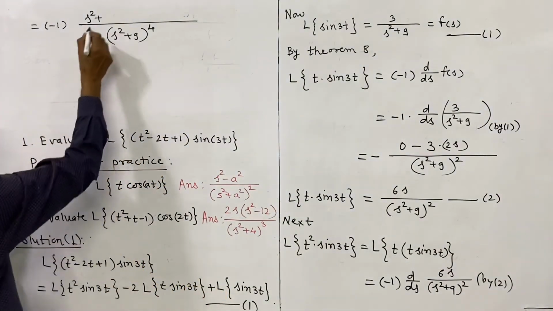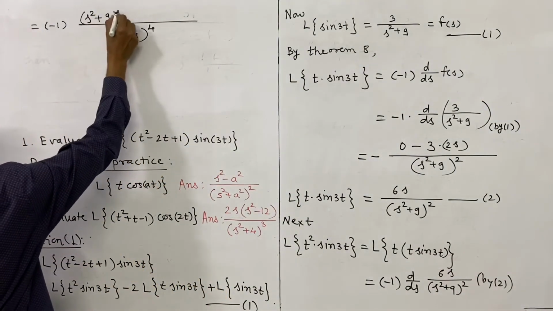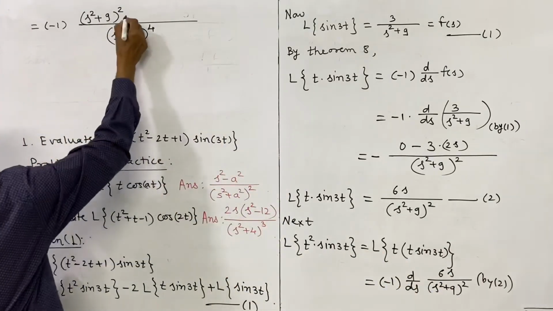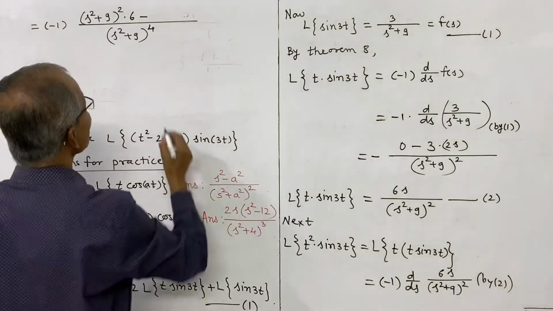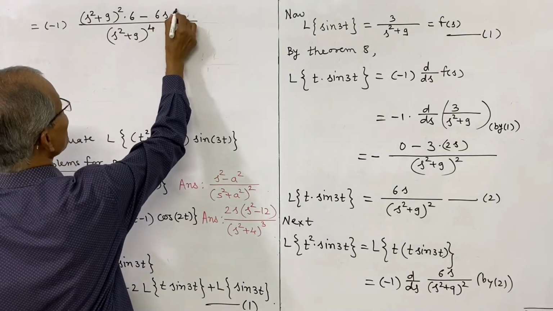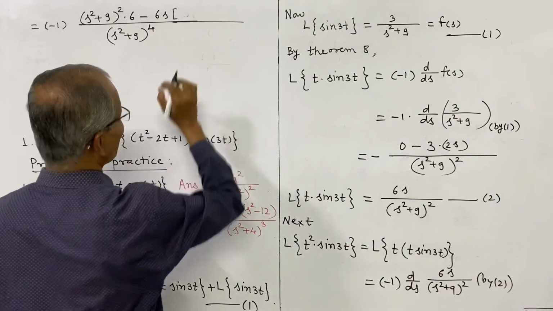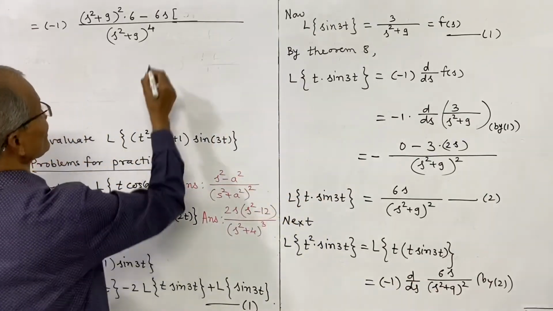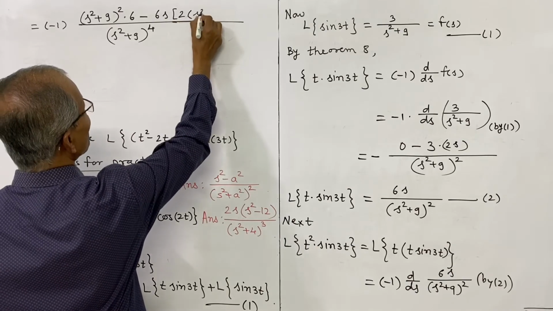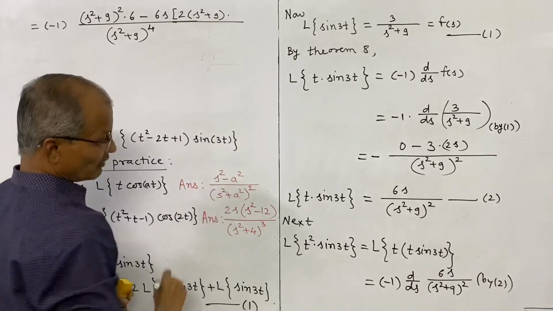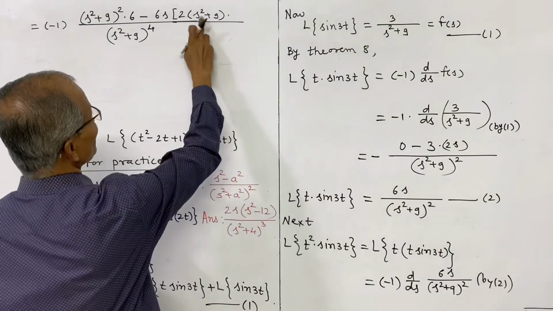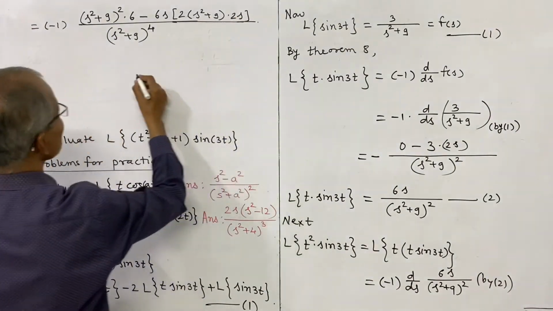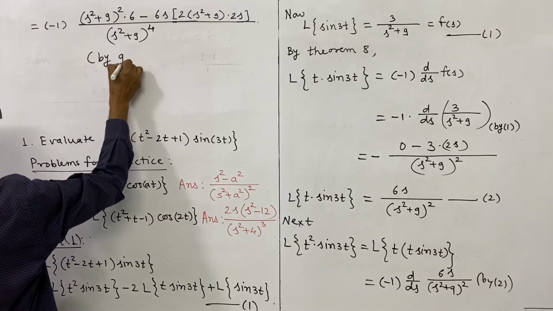So (s² + 9)², the denominator, into the derivative of the numerator 6s, that is 6, minus the numerator, that is 6s, into the derivative of the denominator. I shall write in bracket. The derivative of this denominator is 2 times (s² + 9), into, chain rule we have to use, the derivative of s² + 9, that is this bracket, which is 2s. So you note this by the quotient rule of derivative.